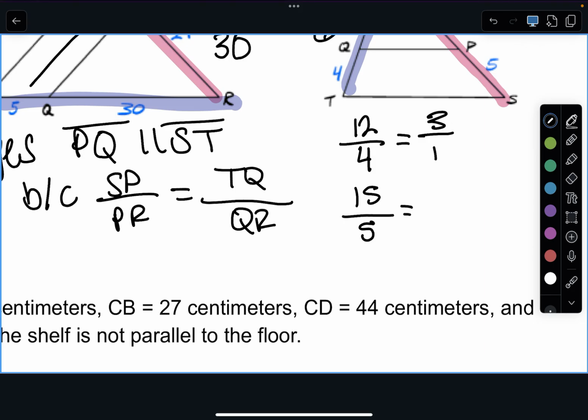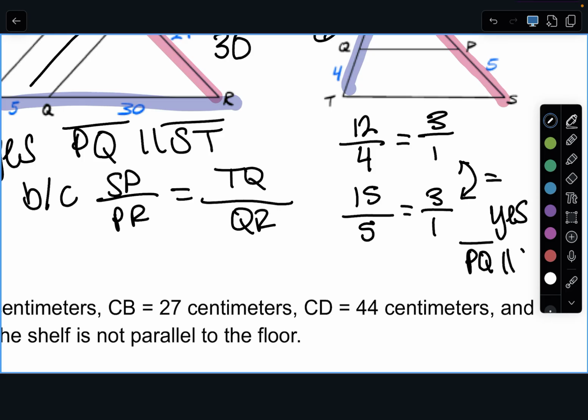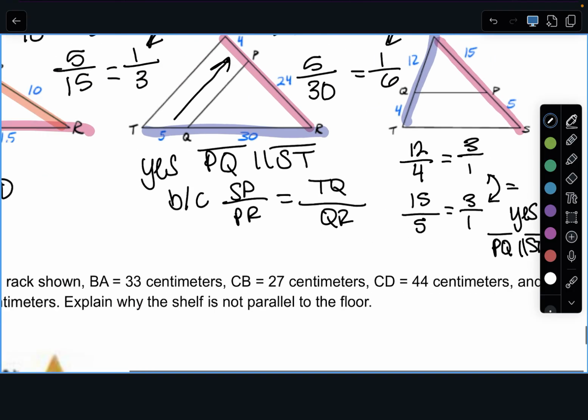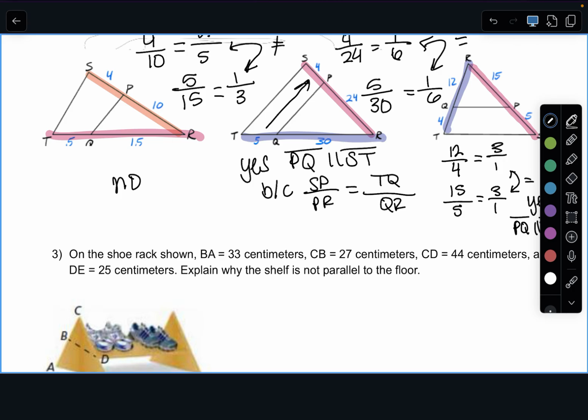What is 15 divided by 5? 3, or 3 over 1. So my fractions were equal. Are my lines parallel? Yes. So PQ is parallel to ST. And my reasoning is the same. It's still this reasoning because it's the same picture. I just changed the letters or the numbers. But those fractions were equal. Part over parts were equal. So my lines were parallel.